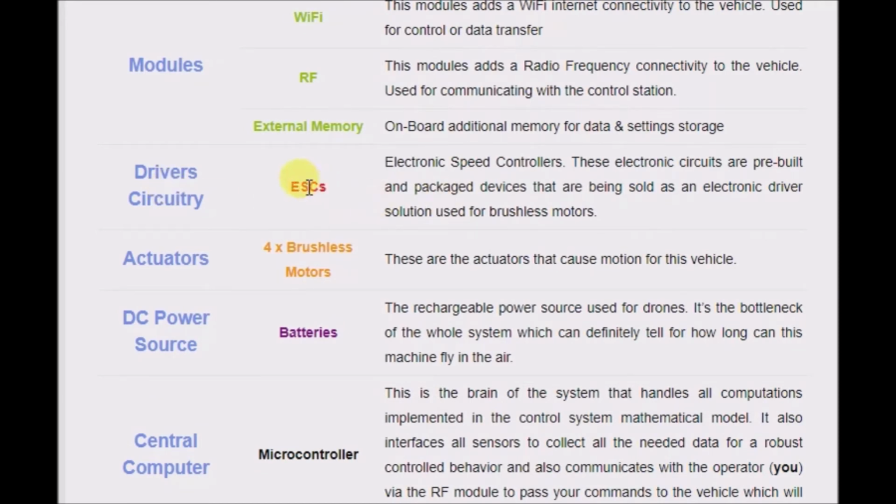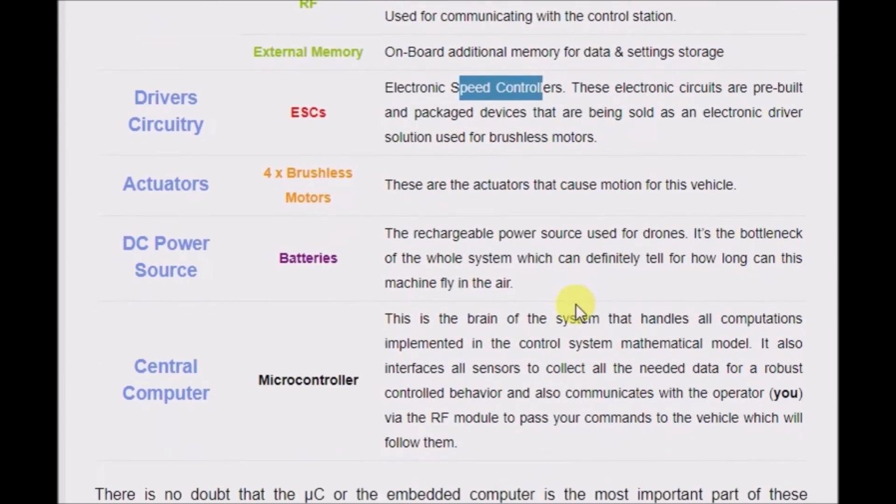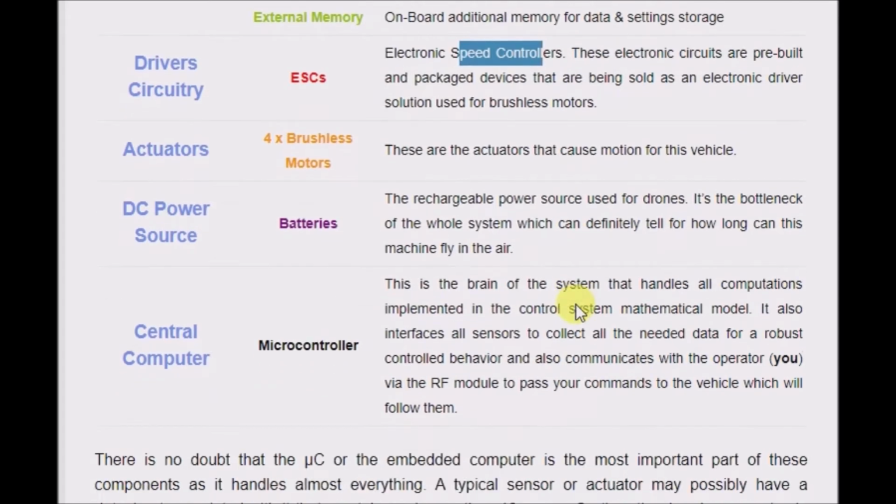Drivers circuitry, ESCs, electronic speed controllers. These electronic circuits are pre-built and packaged devices that are sold as an electronic driver solution used for brushless motors. Actuators, 4 brushless motors. These are the actuators that cause motion for this vehicle. DC power source, batteries. The rechargeable power source used for drones. It's the bottleneck of the whole system, which determines how long this machine can fly in the air.